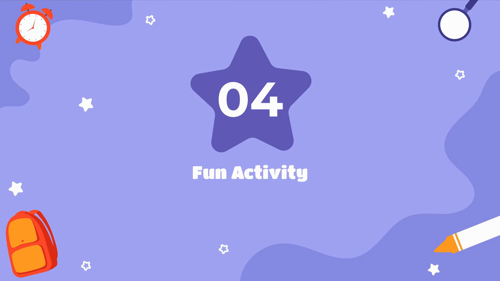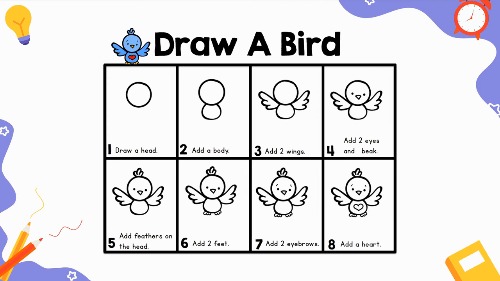4. Fun activity. Draw a bird. First, draw a head. Then, draw a body. Third, add 2 wings. Fourth, add 2 eyes and a beak. Fifth, add feathers on the head. Sixth, add 2 feet. 7, add 2 eyebrows. And the last step is completely optional, which is to add a heart.